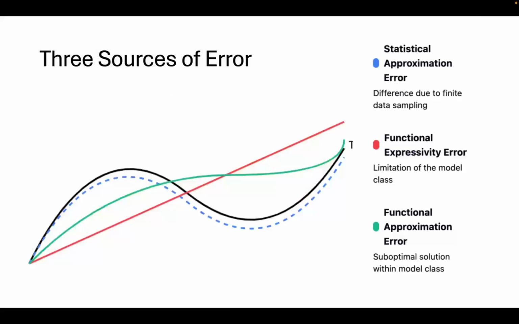Model collapse occurs due to three main sources of error: statistical approximation from the finite sample, limitations in the model's ability to express complex functions, and errors in the learning process itself. Statistical approximation error is the most fundamental, occurring simply because we're working with a finite number of samples. It's unavoidable in practice, but can be mitigated with larger data sets.